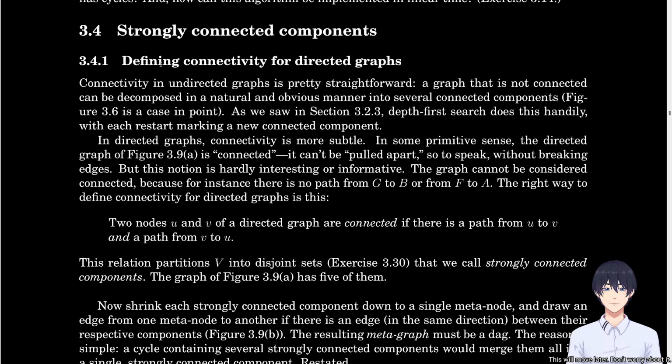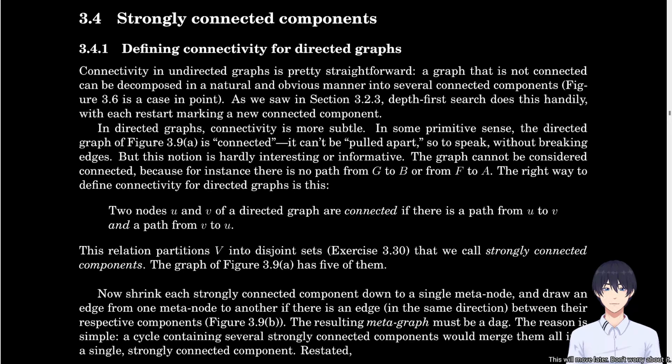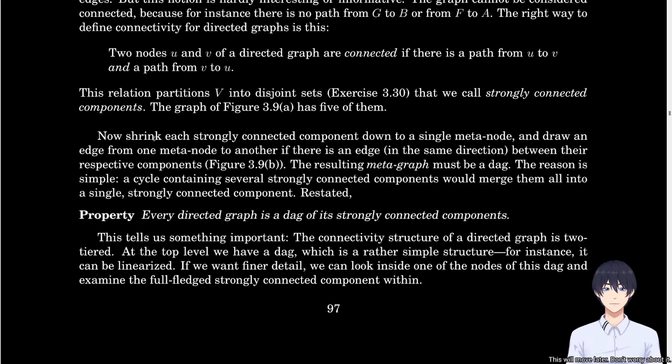Strongly connected components. Defining connectivity for directed graphs. Connectivity in undirected graphs is pretty straightforward. A graph that is not connected can be decomposed in a natural and obvious manner into several connected components. Okay. When are you going to talk about this thing?